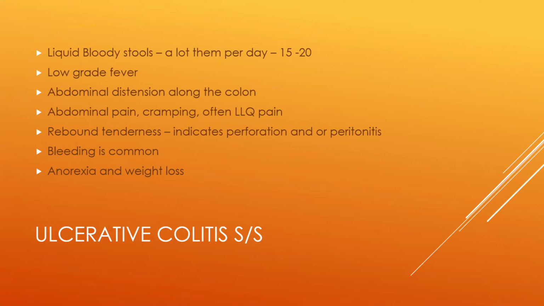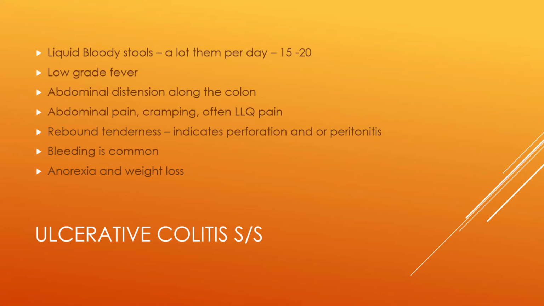What do you think about their white blood cell counts? That can be up or down? Up, because it's inflammation. What about their H&H? Why? Because they're bleeding. 15 to 20 loose bloody stools every day. Don't you think your H&H is going to go down? It goes down pretty quickly.